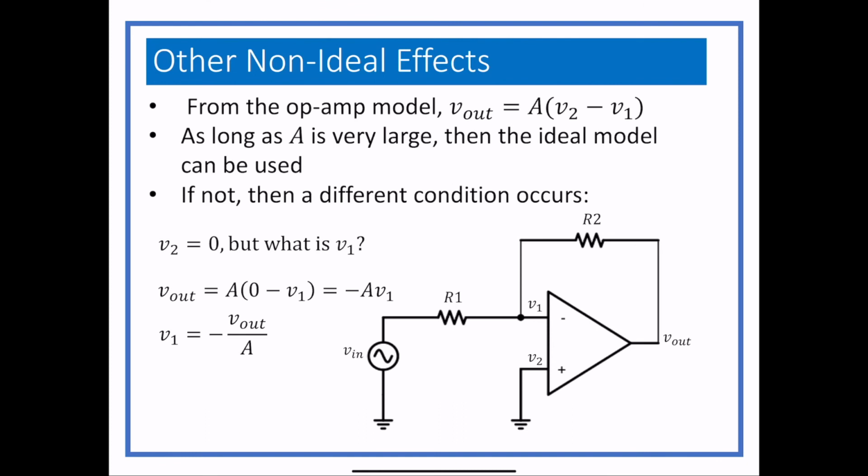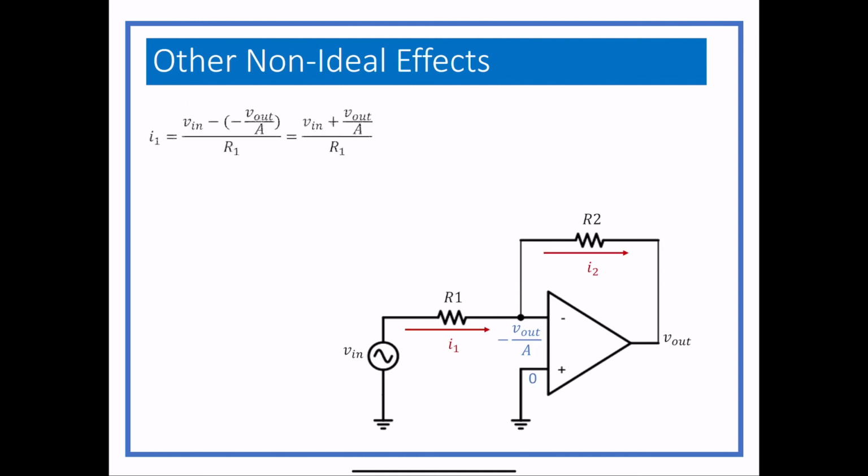If A was really, really large, then V1 would come out to be 0, just like V2, and we'd have an ideal op amp again. But as A gets smaller and smaller, the value of V1 starts to become more and more different from V2. Okay, I1 is Vin minus the voltage on the other side of R1, which is minus Vout over A, divided by R1.